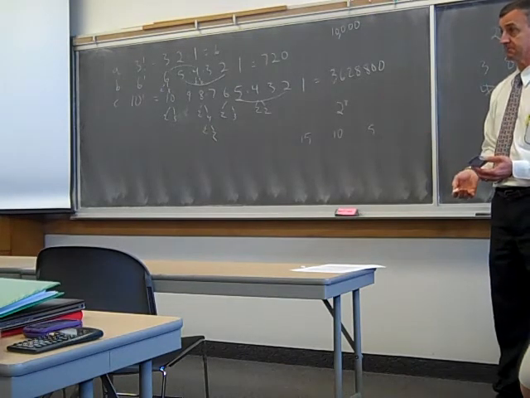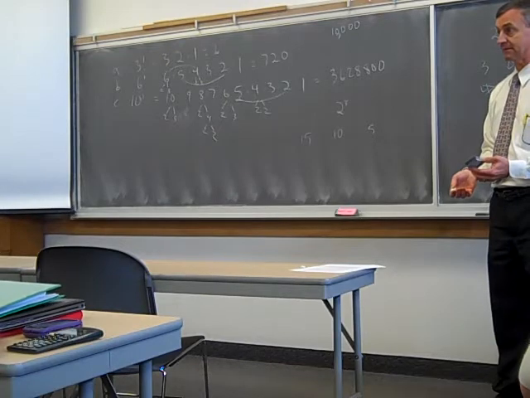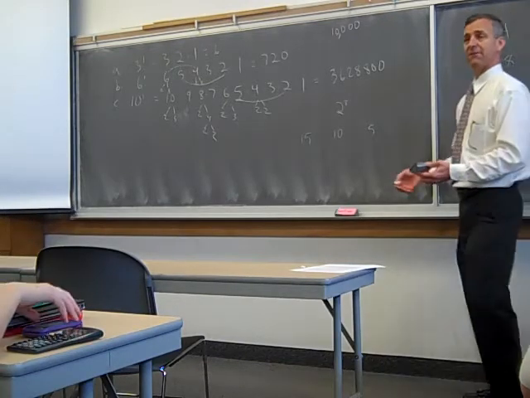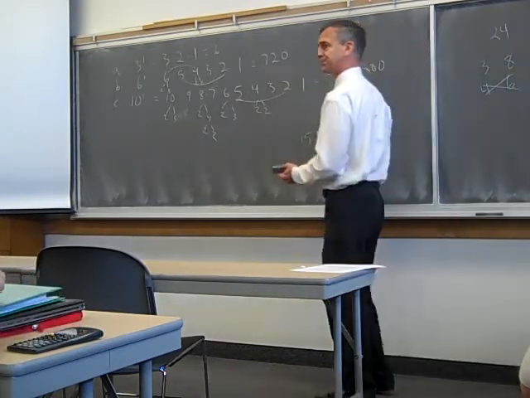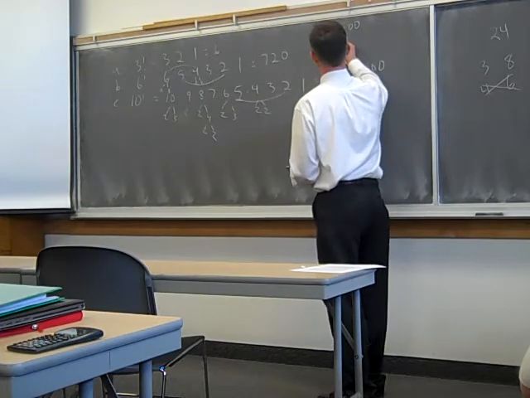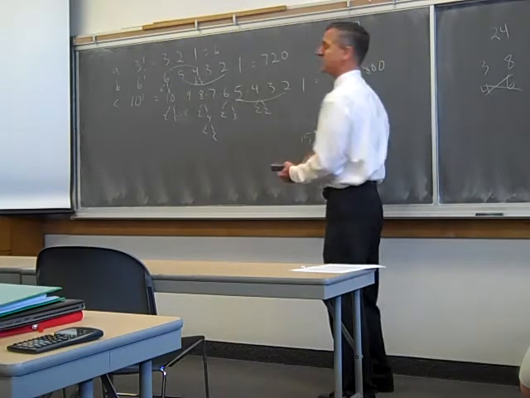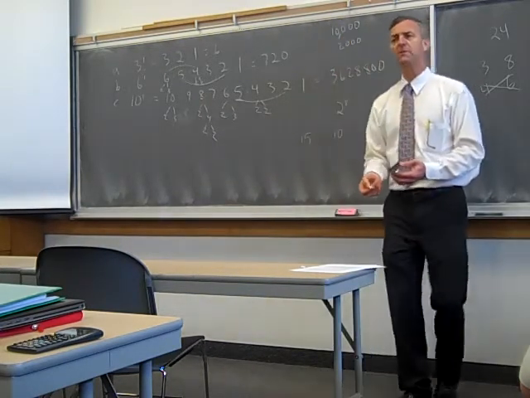Divided by 5. Divide what by 5? 10,000. Divide 10,000 by 5. And what do we get? 2,000. We get 2,000 multiples of 5.